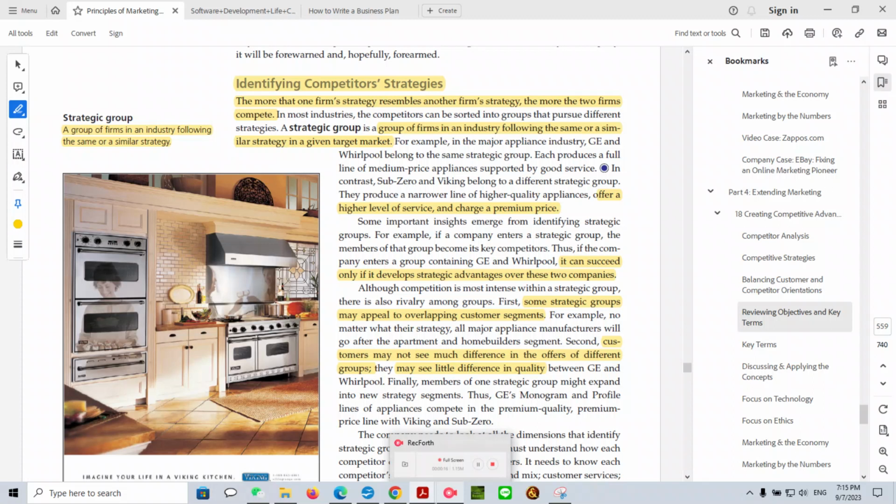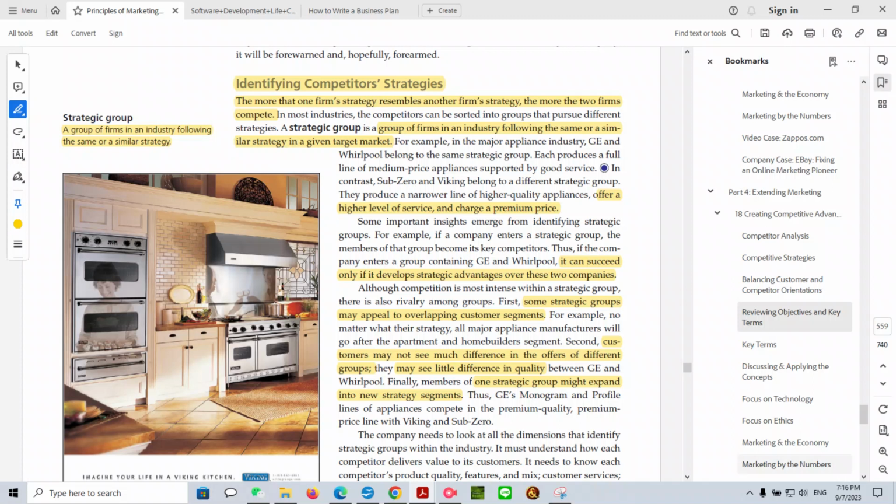price. The last one is that we need to consider that members of strategic groups might expand into new strategy segments. So you see, I told you, there's a lot to this. So one strategic group might expand into a new strategy segment. Okay, so if we have multiple segments that we service, we're going to expand into it, otherwise known as expanding your market. That's the other term.